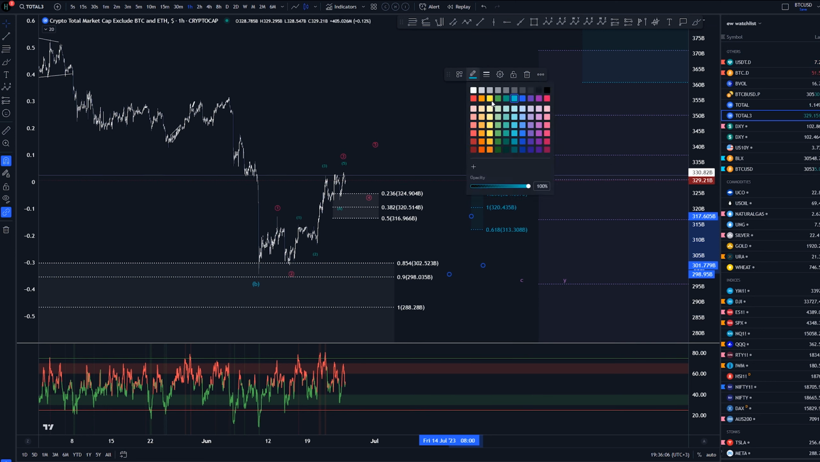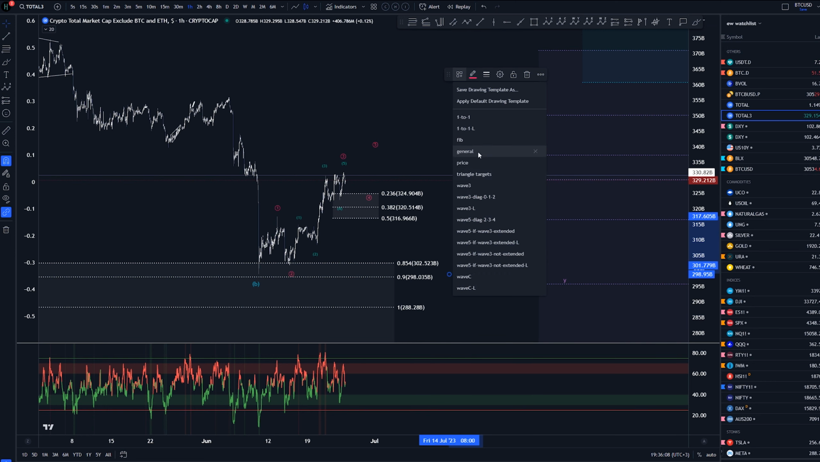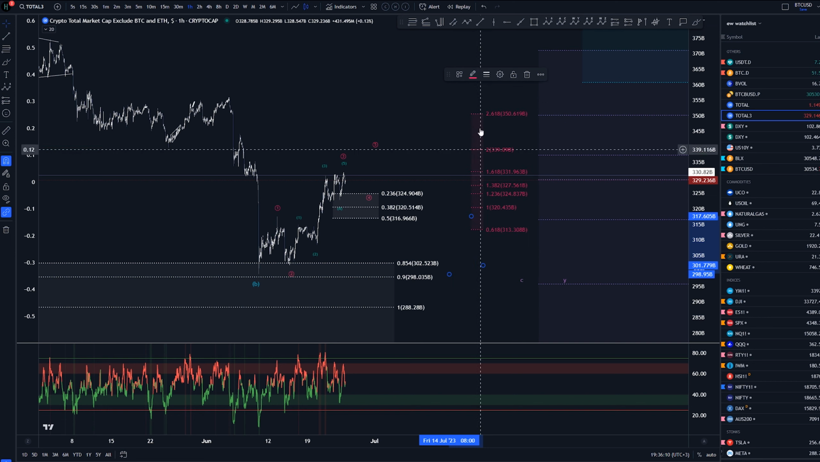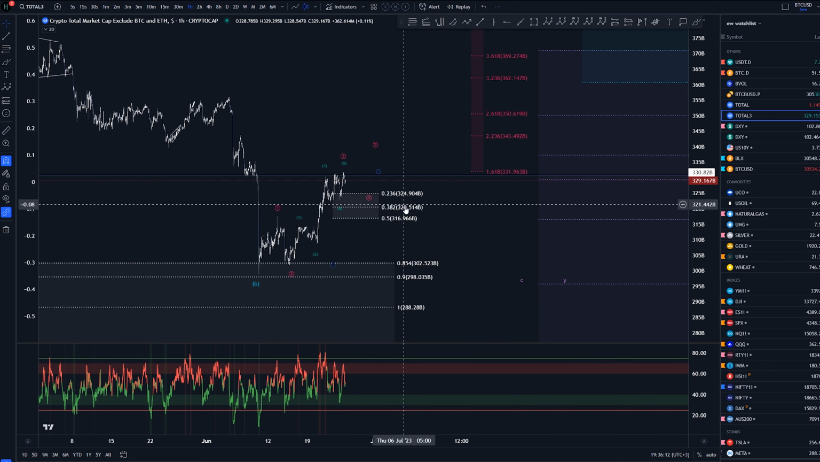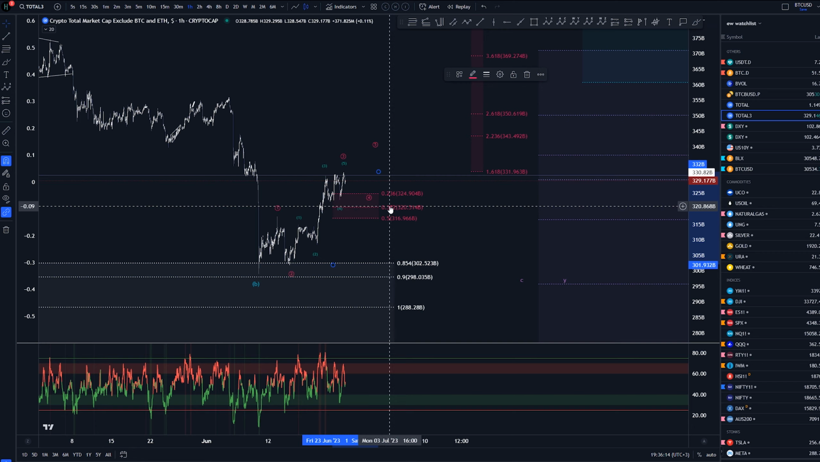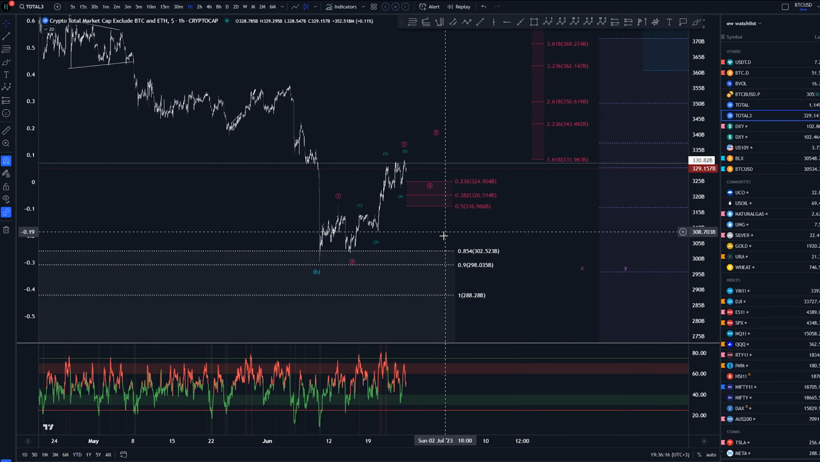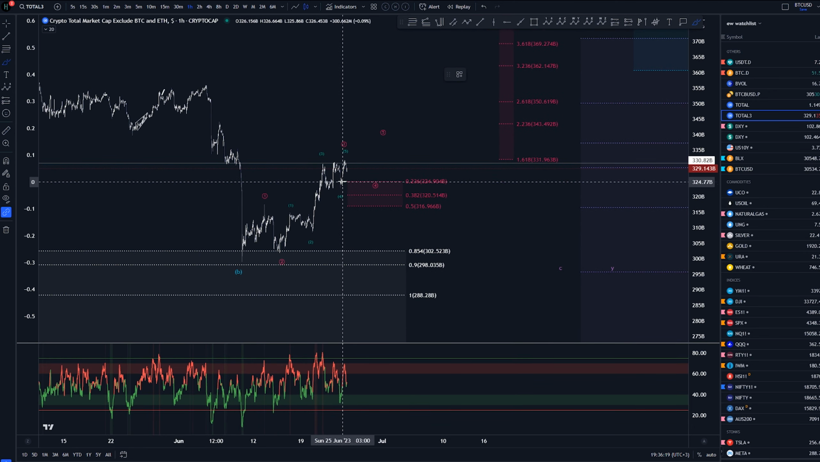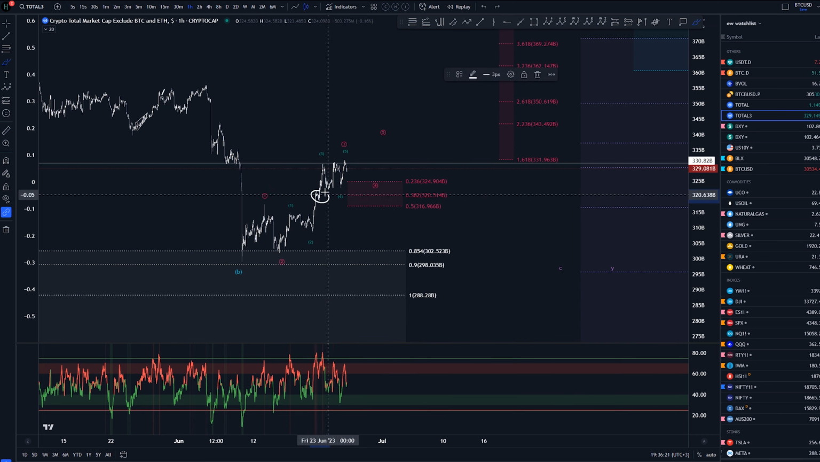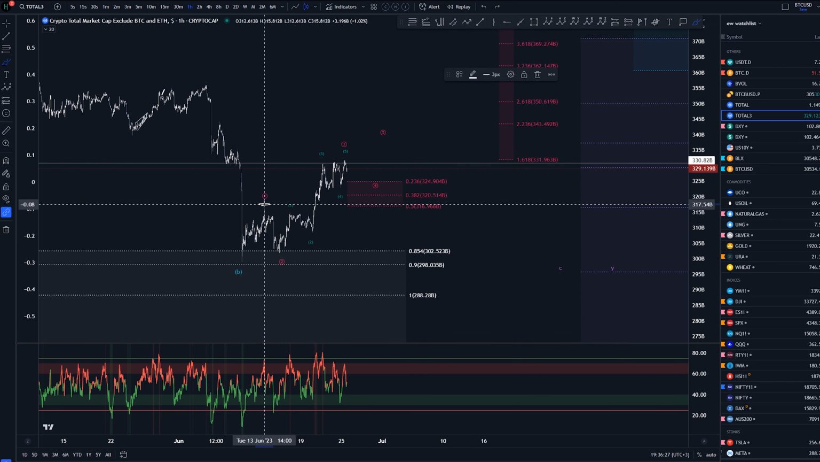This should be actually this one. Actually, let's just use this wave 3. And here we should have wave 4 targets. So again, generally we want to be holding this previous wave 4. Coming back to this consolidation as well is fine. But if we again lose this, wave 1 top is very close.